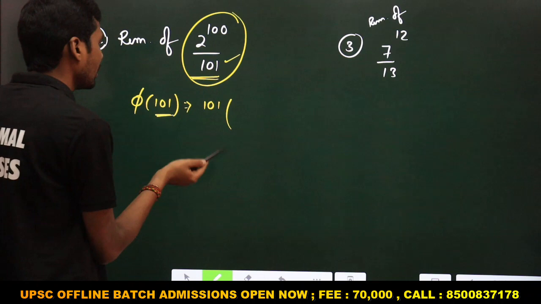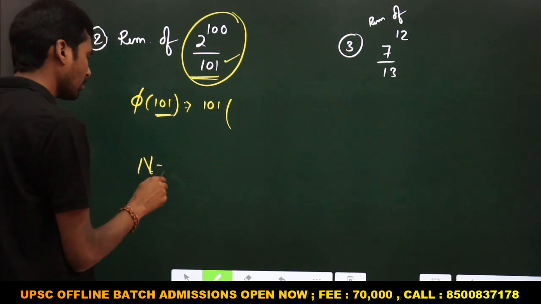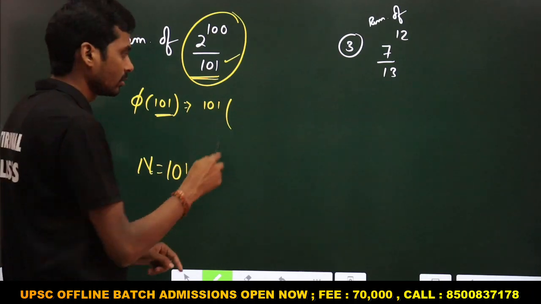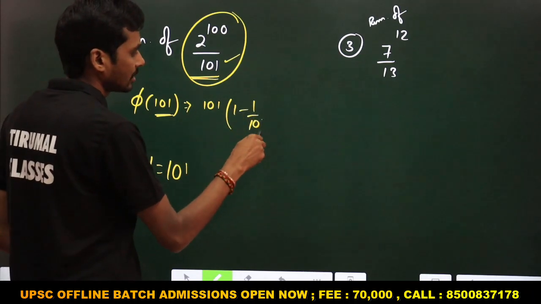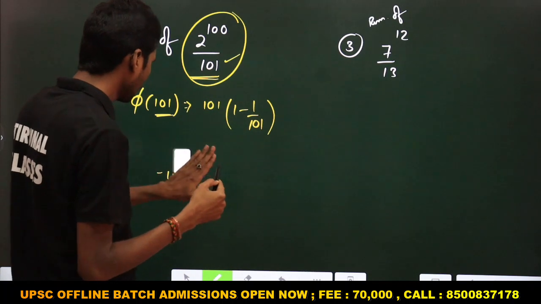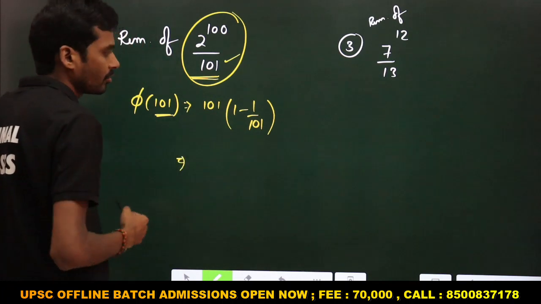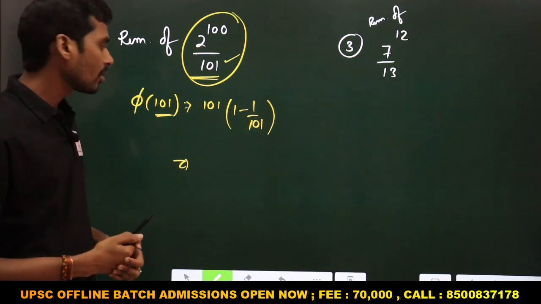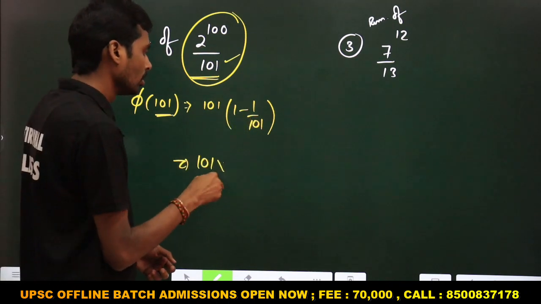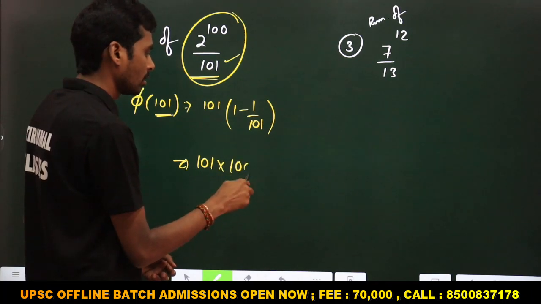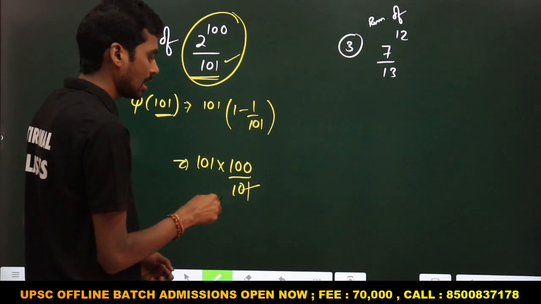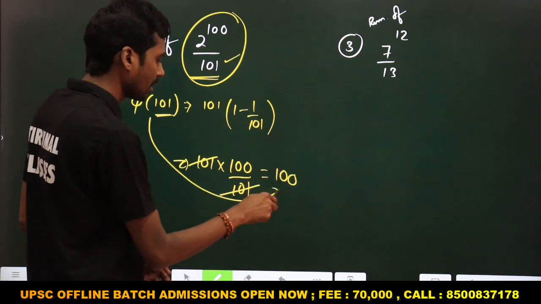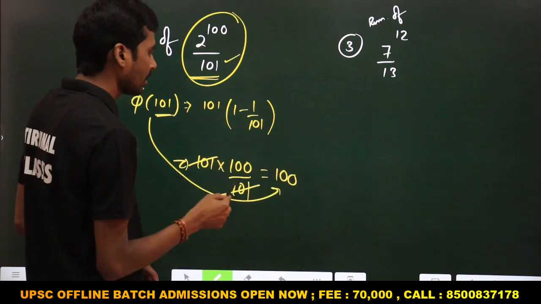Here 101 is already a number, so n is equal to what? The only prime number we have is 101 only. So 1 minus 1 by 101. Here I'll write one more step, actually not required, but if you need a perfect elaboration, then 1 minus 1 by 101. So 101 into 101 minus 1 by 101 is 100, so 101 gets cancelled. So what is the phi of 101 value? The phi of 101 value is 100.